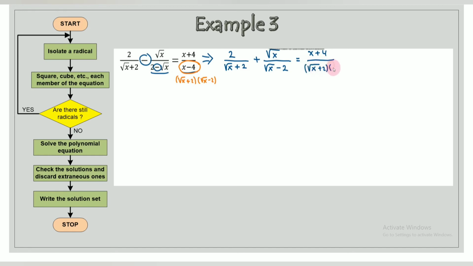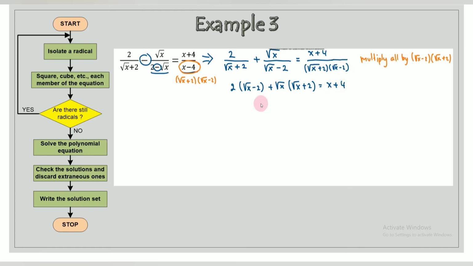Why do I do this? Because in a rational algebraic equation, we can get rid of the fractions by multiplying all by the factors of the denominator, right? Since we only have two different factors, we can multiply all by these two factors, which are square root of x minus 2 and square root of x plus 2. When we multiply all by these two factors, the result is 2 times square root of x minus 2 plus square root of x times square root of x plus 2 equals x plus 4.